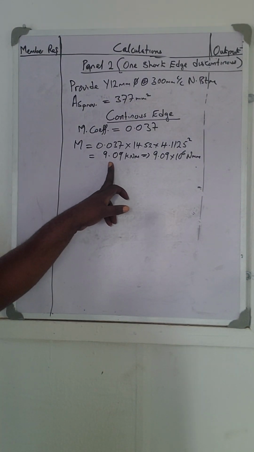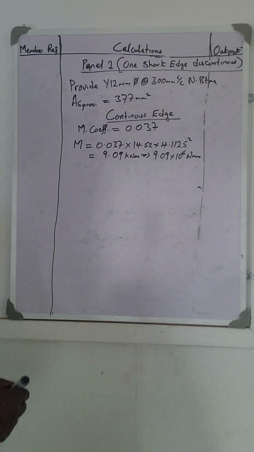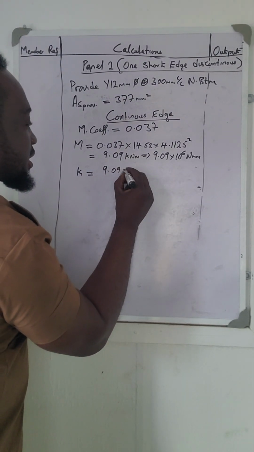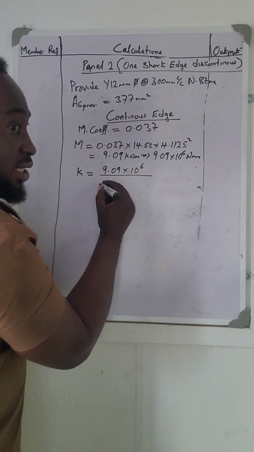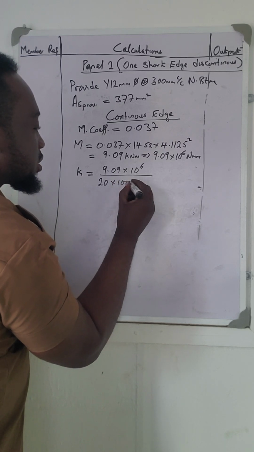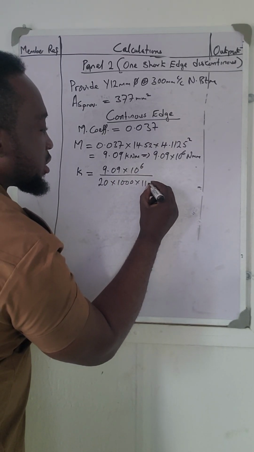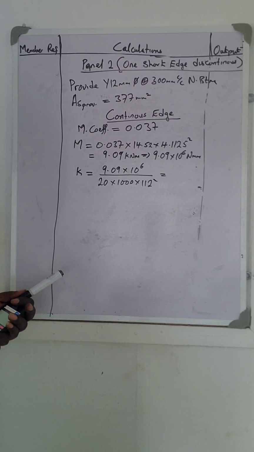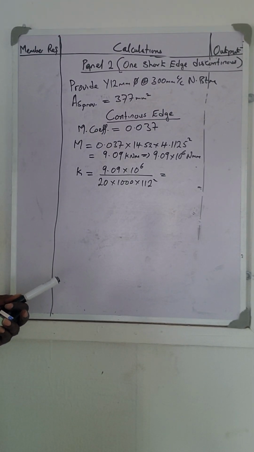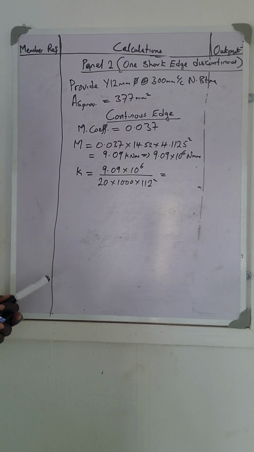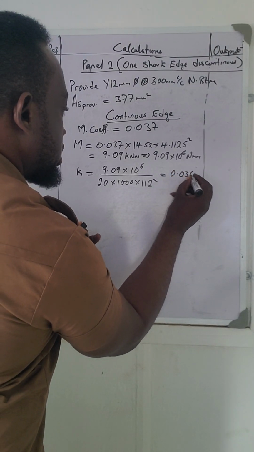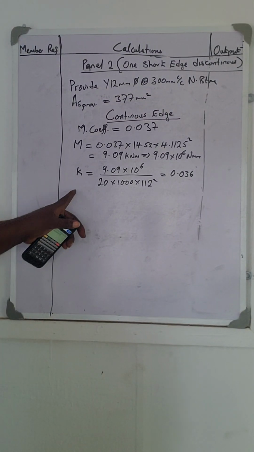We have gotten our moment. What's the next thing to calculate? The next thing to get is K. K is 9.09 times 10 raised to the power 6 over, what is our characteristic strength of concrete? 20, multiplied by 1000 multiplied by our d, 112 square. This will give me 0.036.